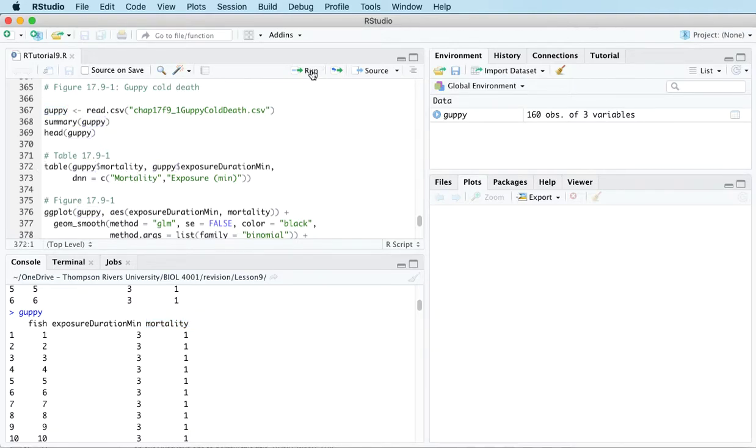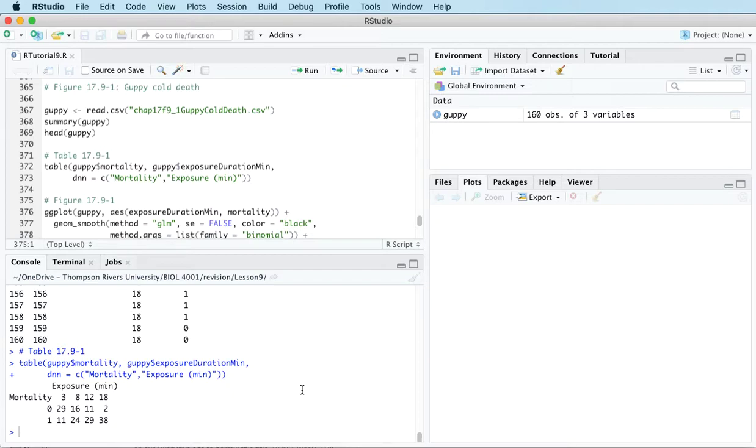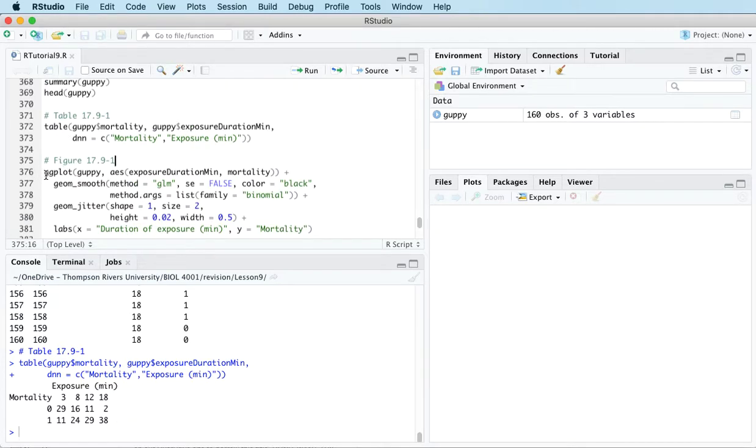We can summarize the data in this table here. Mortality 0 means the guppy survived, mortality 1 means the guppy died, and I think we can see that the longer the fish are exposed to the cold temperature, the more chance they have of dying, which is not surprising. We can also graph the data.